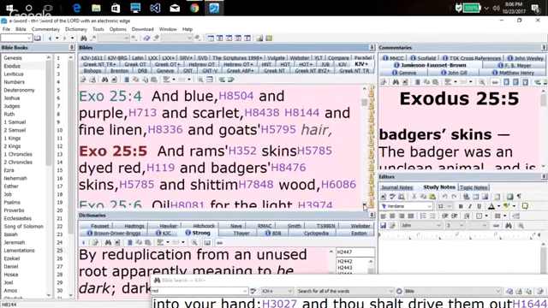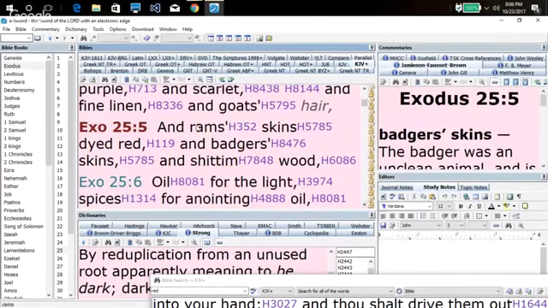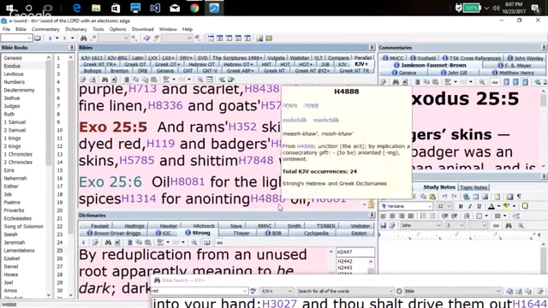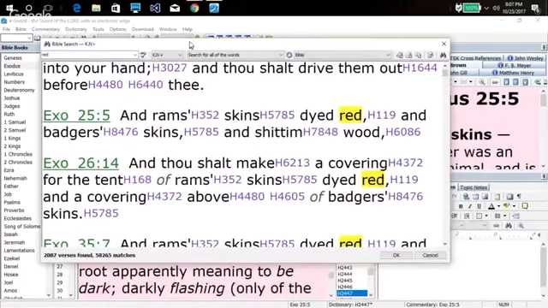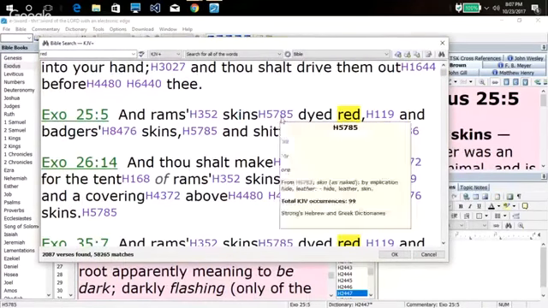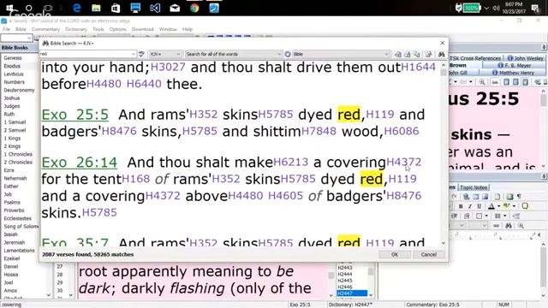All right, it said, and ram's skin dyed red. So the ram skin that we utilized back at the times, we actually dyed those things red. That shows you right there that we actually used this dye for ram skin, and badger skin and shittim wood. All right, so let's get back to it right quick. I just want y'all to understand where I'm going with this. And the ram skin dyed red and badger skin and shittim wood, right?